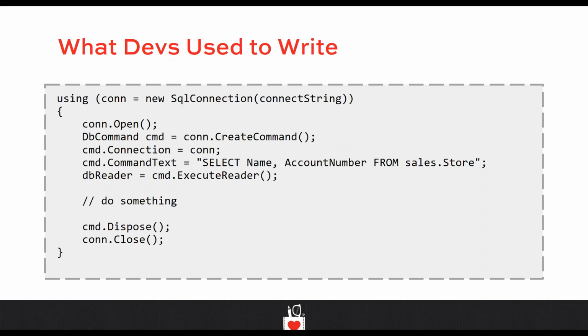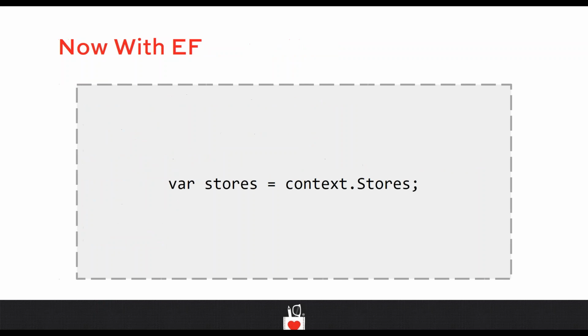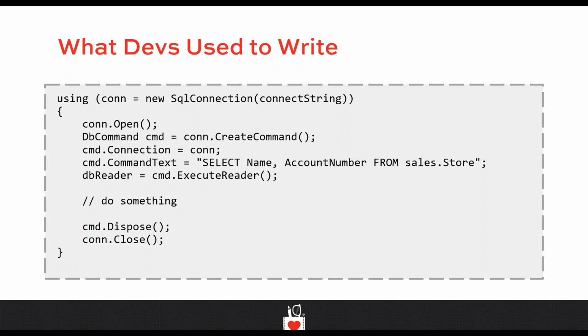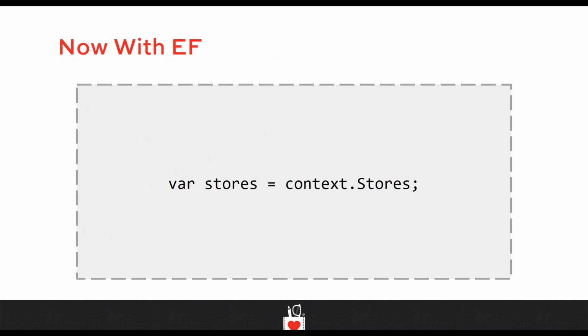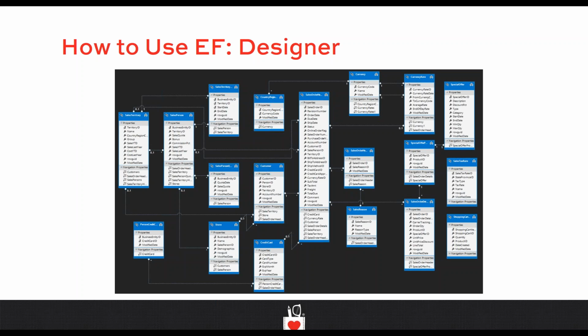So what do we have to write now with Entity Framework? This. Context.Stores, that will give me the entire store table. And I don't have to write any of that plumbing code. I don't have to write anything else. I don't know about you, but that looks a whole lot better than that, right? So this is why Entity Framework is so popular, because it's so simple to go and get data right out of the box.